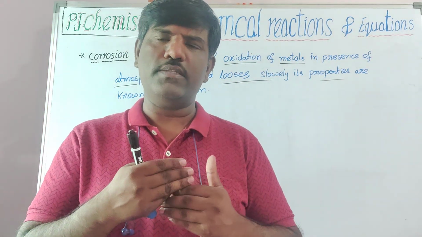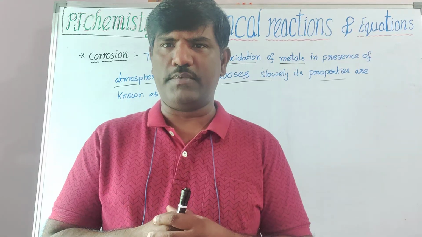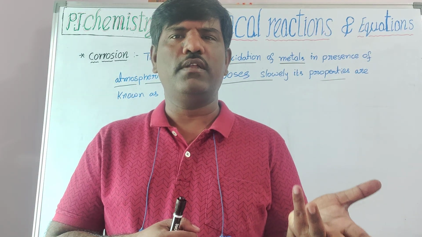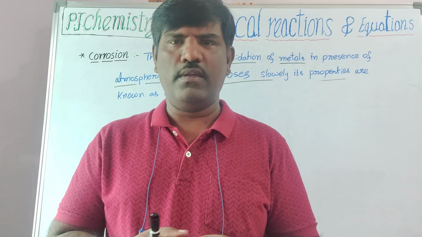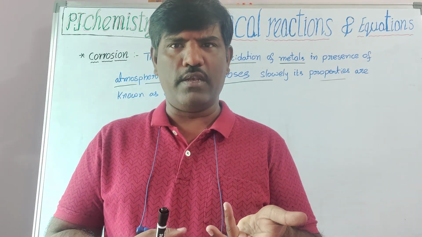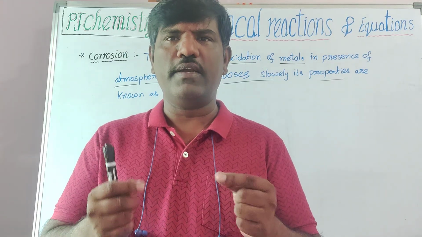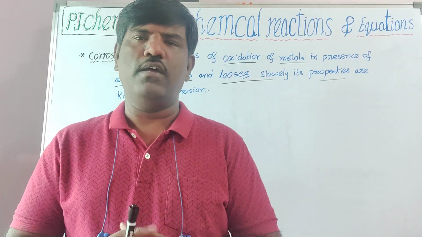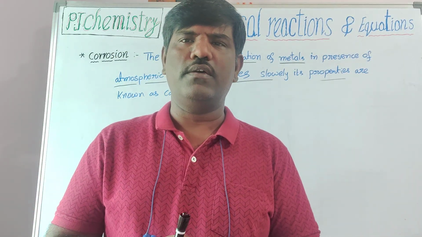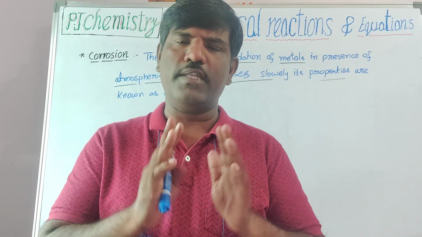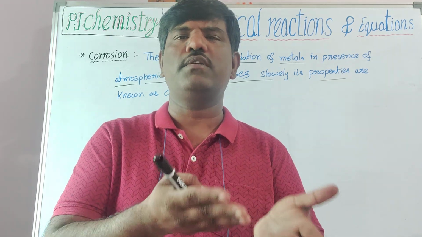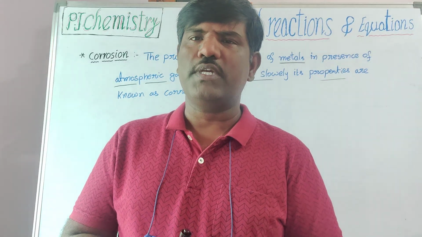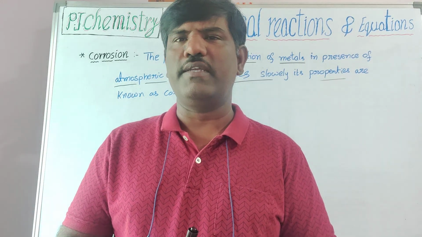based on metals and food items. So if metals get oxidation, that we call corrosion. If food gets spoiled, food gets oxidation, that we call rancidity. Like that, oxidation based on the substance is divided into two parts. Metals getting oxidation means we call corrosion. If food items get oxidation, that we call rancidity.